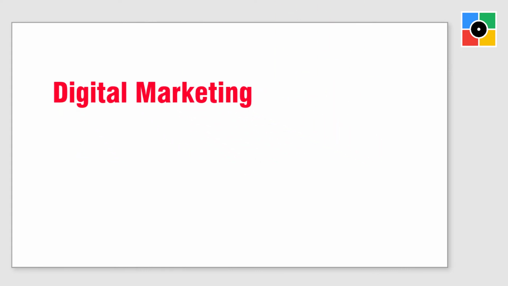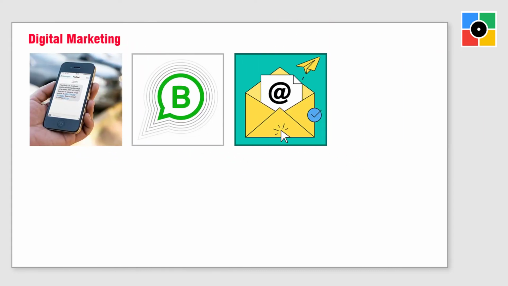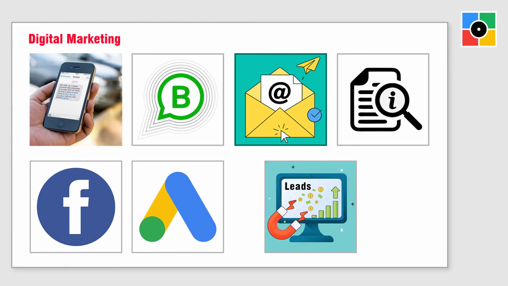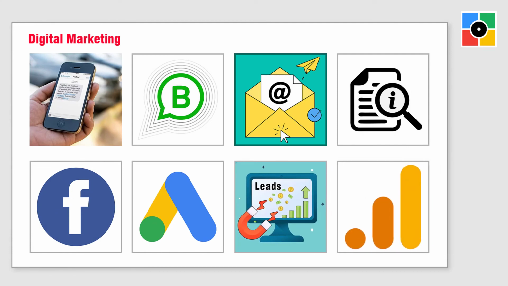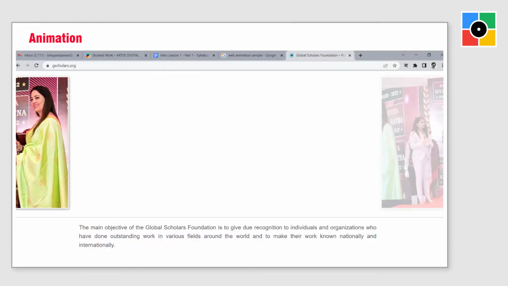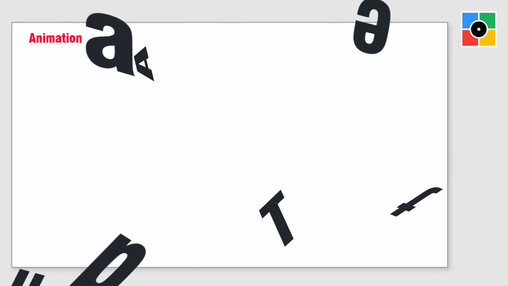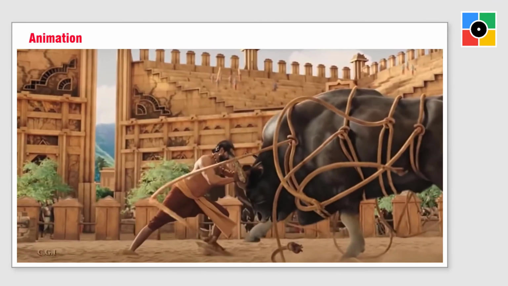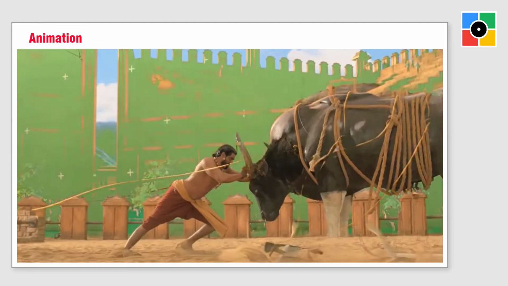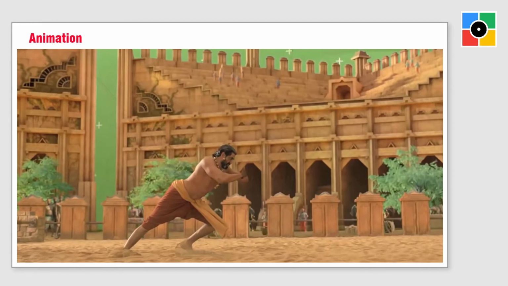Digital marketing. SMS marketing, WhatsApp marketing, email marketing, search engine optimization, Facebook, Google Ads, lead generation, and web analytics. Many things come in digital marketing. And for all these, graphic design is required first. Animation. In 2D, 3D animation, web animation, text animation, and VFX effects. Composition is very important in all types of animation. Animation is made up of slightly spaced frames, and every frame in that animation is a graphic design.